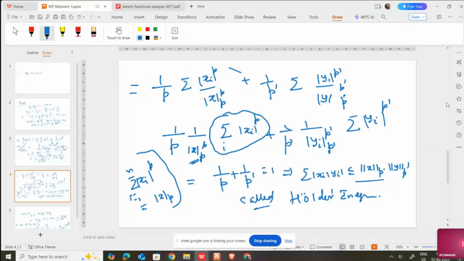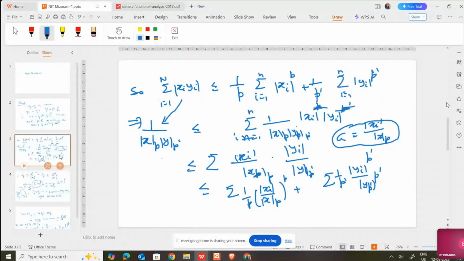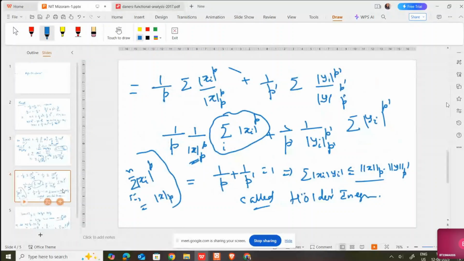So now look at the first step and the last step. In the first step you have 1 over the norm of x_p, 1 over the norm of y_p prime, into the summation of x_i y_i. You push this onto the other side, and in the last step you push it here. So what you get is the summation i equal to 1 to n of x_i y_i is less than or equal to the p-norm of x times the p prime norm of y. This is what is called Hölder's inequality. Any doubts here?